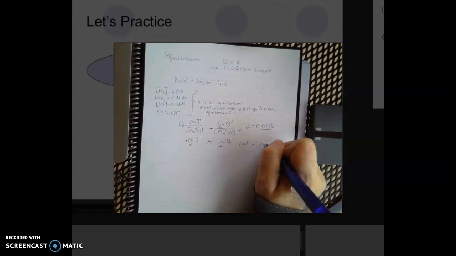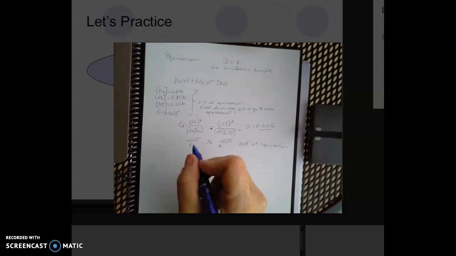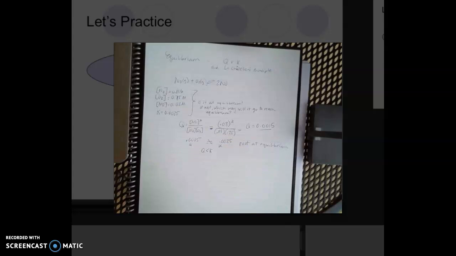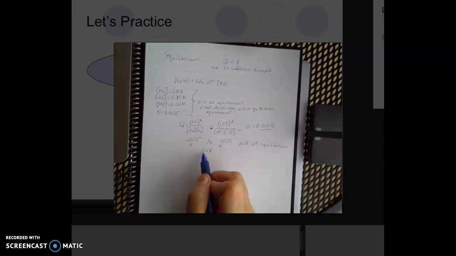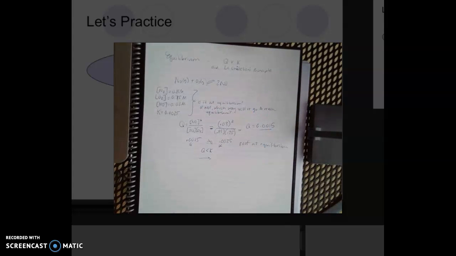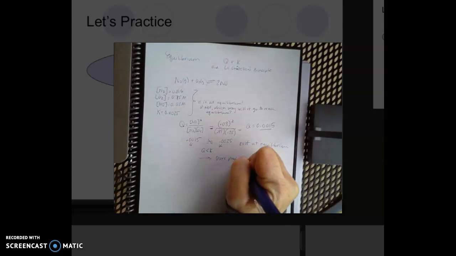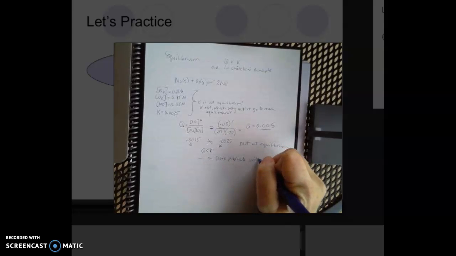Not at equilibrium. And so the second part of the question asks us, if it is not at equilibrium, which way will it go in order to reach equilibrium? Well, how do they compare? Our Q is less than K. So mathematically, that tells us that we need to make more products. In order for these two to be equal, this reaction has to go further to the right, and so it has to make more products. So more products will be made.